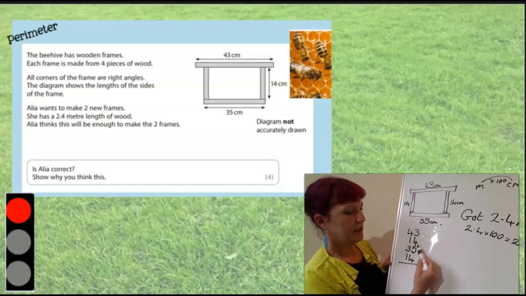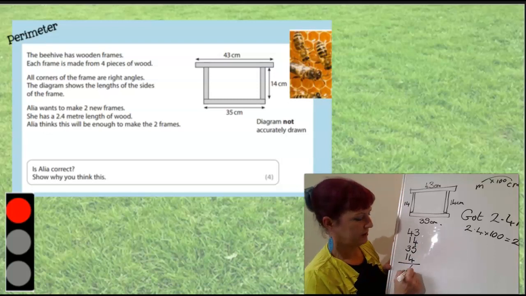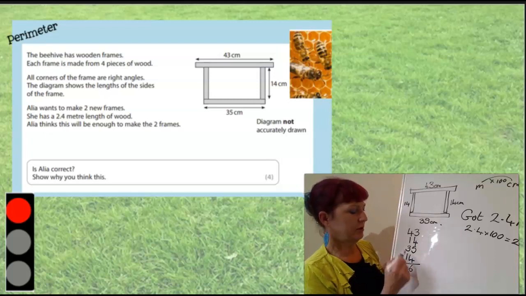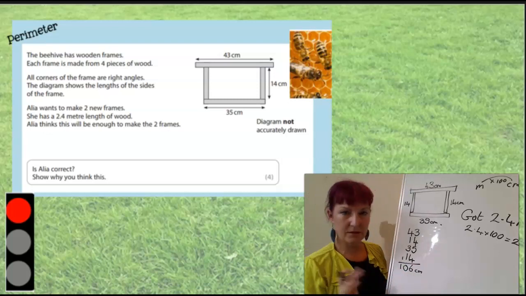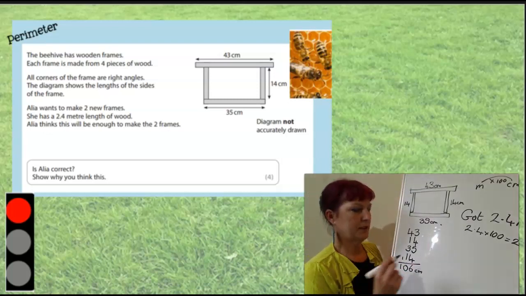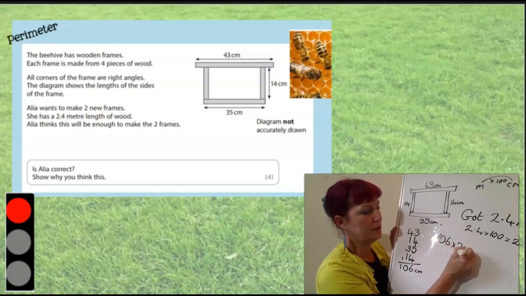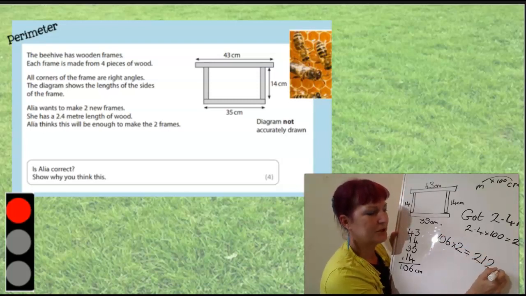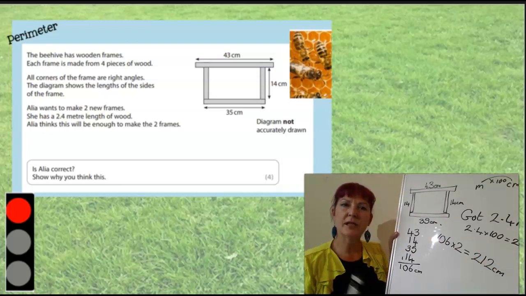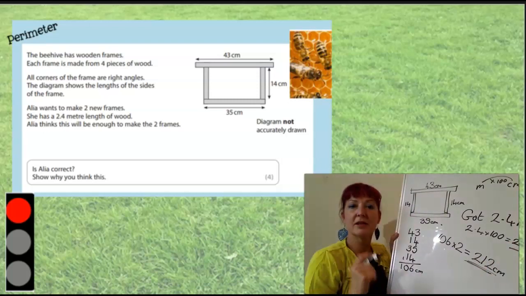4, 9, 13. 13 plus 3, 13, 14, 15, 16. 6 carry 1. 1, 2, 5, 6, 10. And that's 106 centimeters. Okay, that is for 1. So now I've got to times that by 2. 106 times 2 equals 212 centimeters. So now I know what I need, and I also know what I've got.